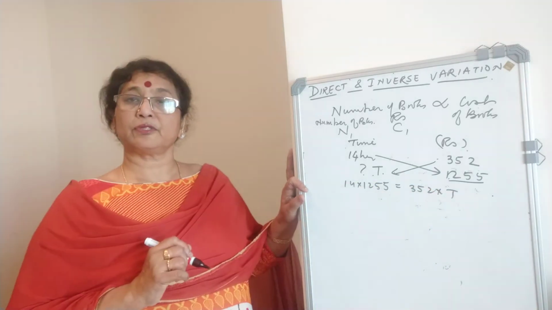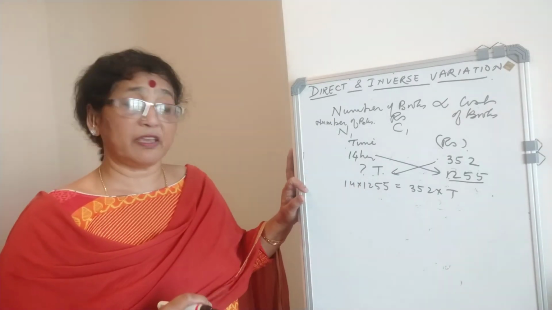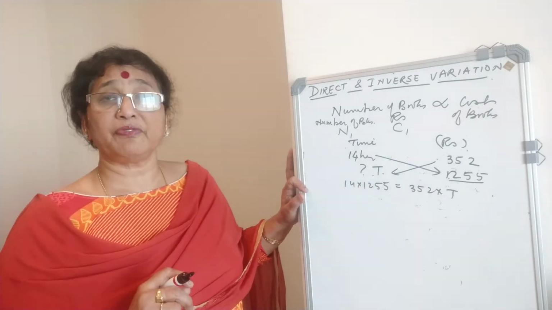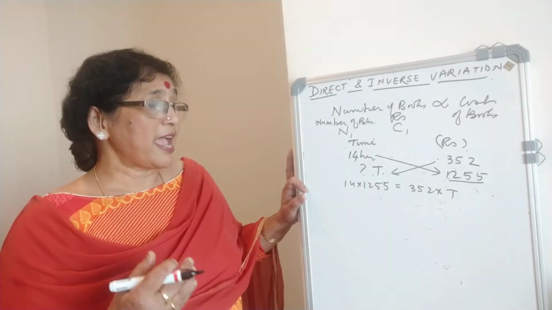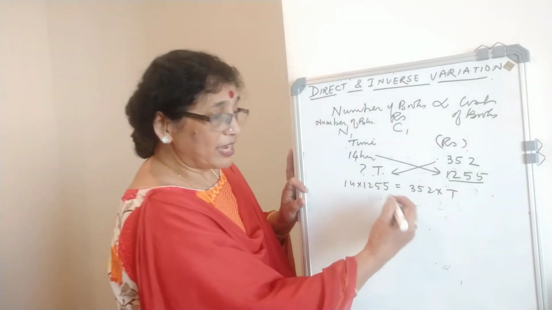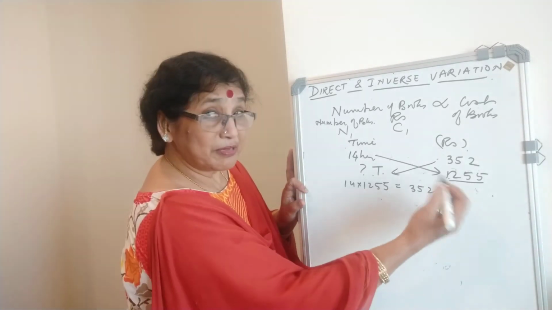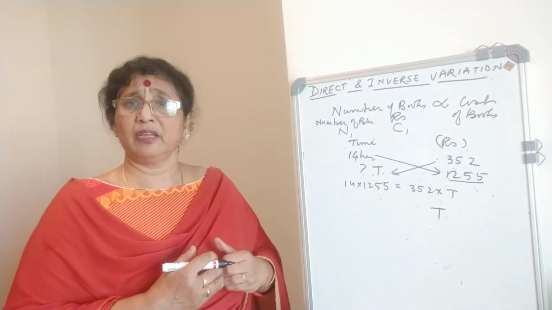Got it? So do not multiply 14 and 1255 and then divide by 352, because that takes a lot of time. Try to cancel as many numbers as possible. Try to use the cancellation method. So time is on the right side. Doesn't matter what you have to find, should it be on the left side, children?